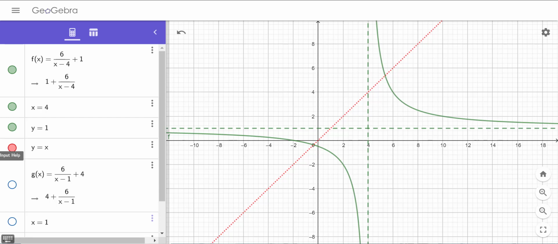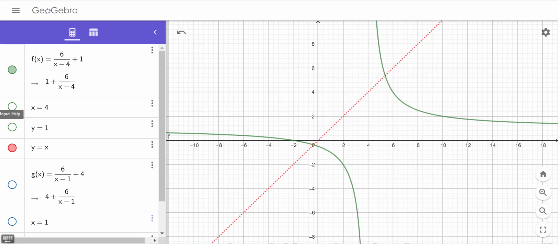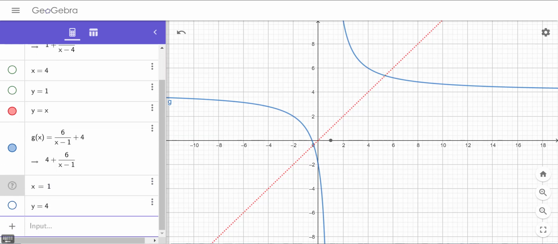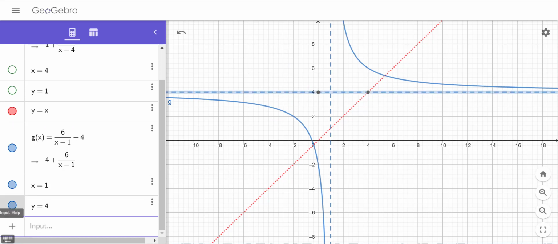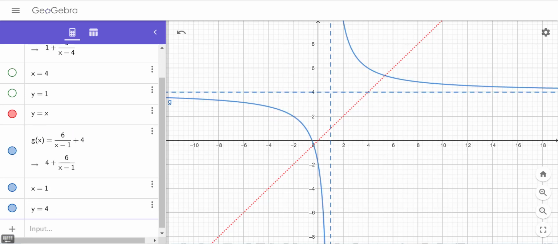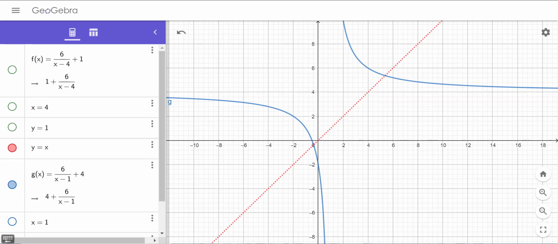So turn off these asymptotes for a moment. When I take this green graph and reflect it in the line y equals x, I get this blue graph, which is the inverse. And lo and behold, my asymptotes at x equals 1 and y equals 4. Finally, I'll place the two graphs together.